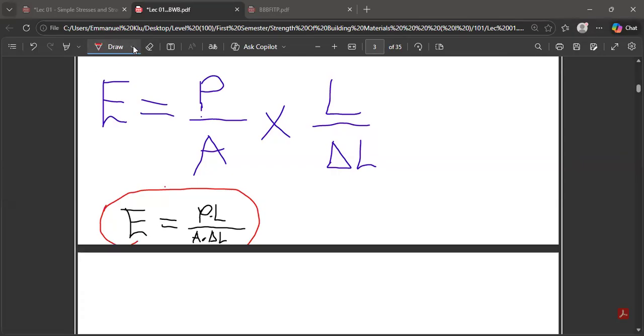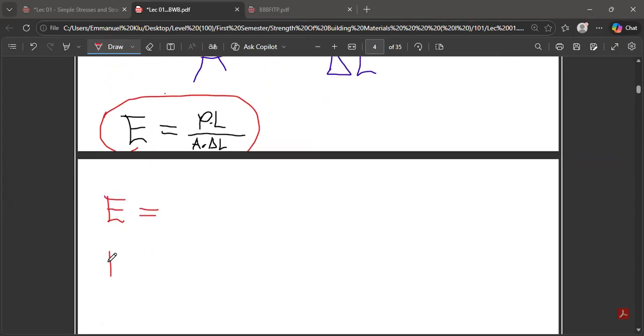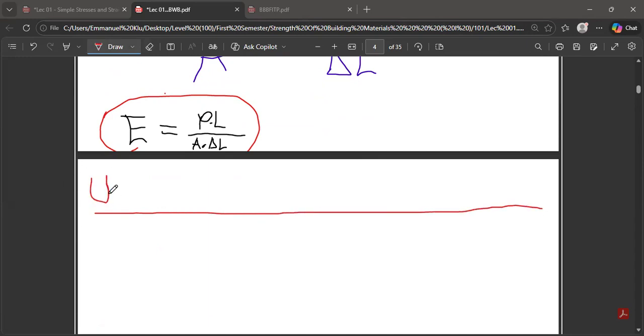So what is the unit of each? Let's write all of them over here. This is our E, E is equal to P. But before that, let's write over here: units of the quantities.